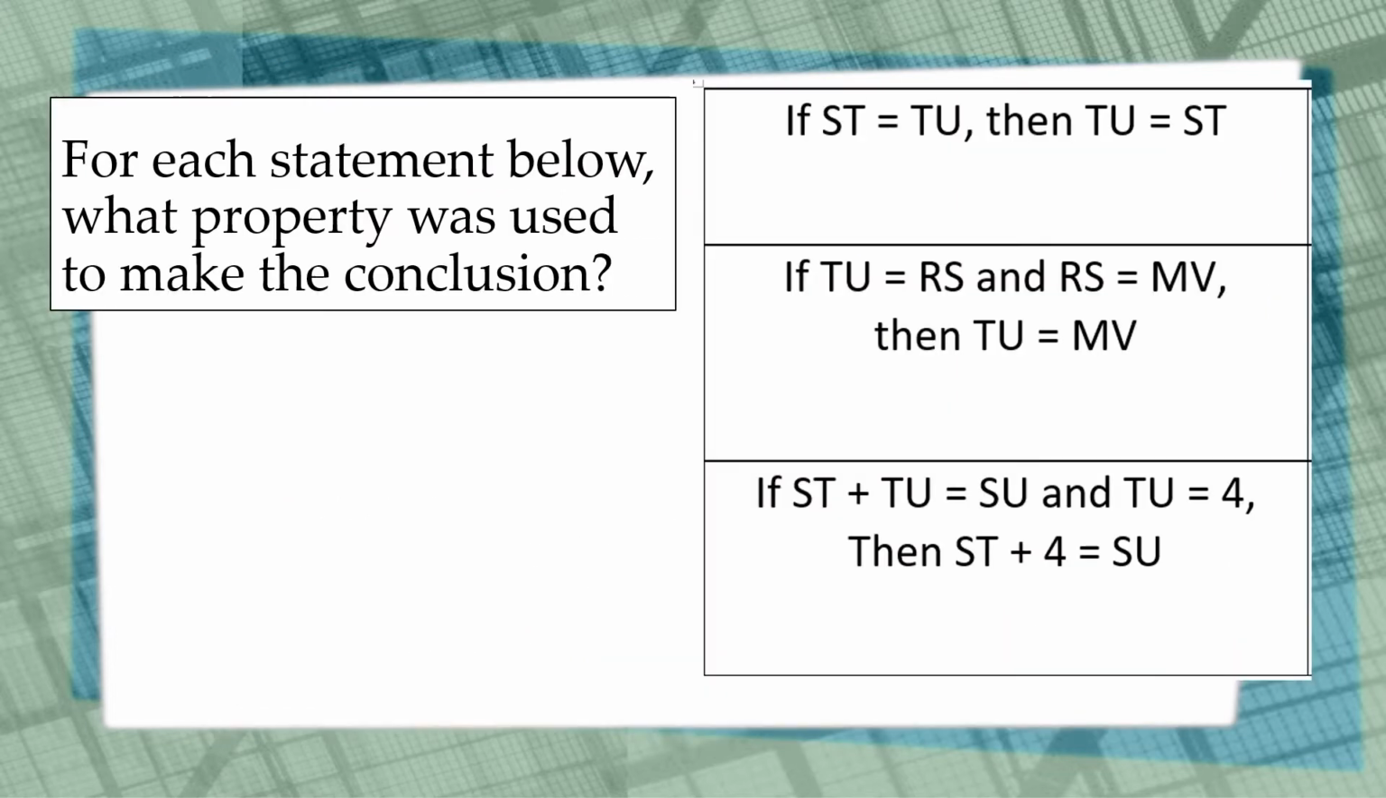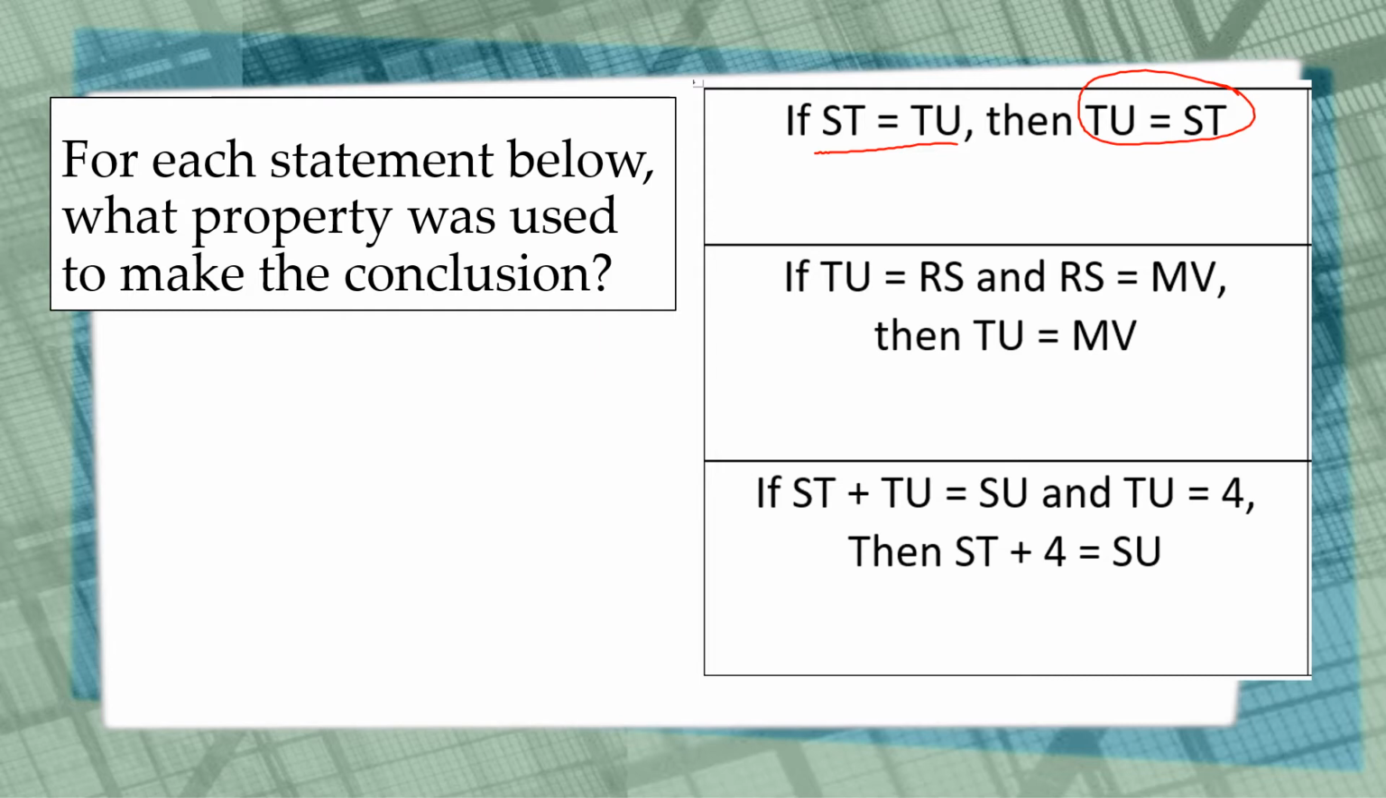Let's look at some examples. For each statement below, what property was used to make the conclusion? So you're going to use the information from the previous slide, read these if-then conditional statements, and determine what property had to be used to make the conclusion. Because remember, we have a hypothesis and we have a conclusion here. Okay, a hypothesis and a conclusion.